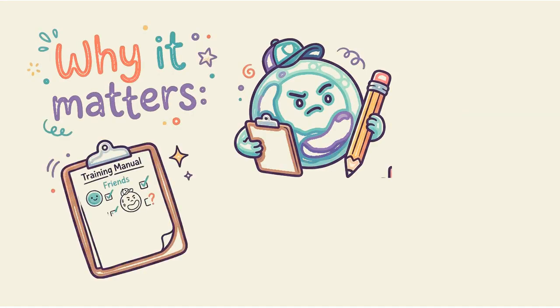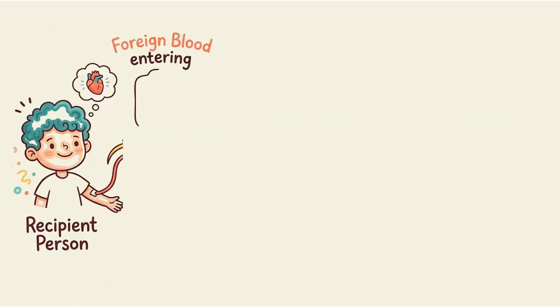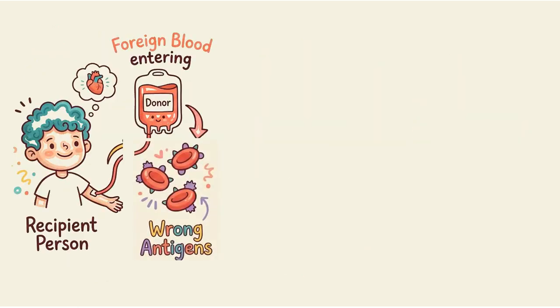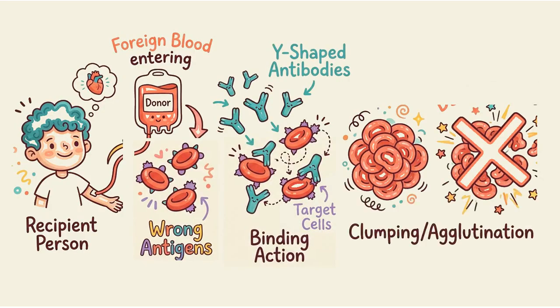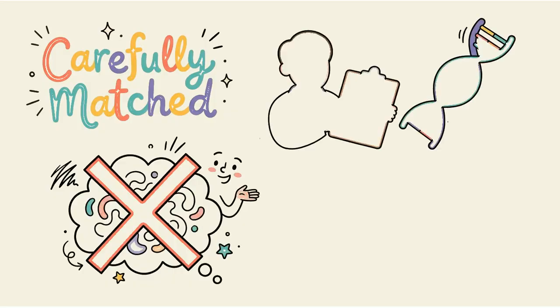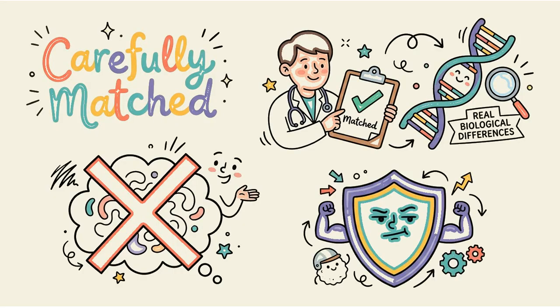The reason this matters is that your immune system is trained to attack cells with unfamiliar tags. If you receive blood with antigens you don't have, your antibodies can bind to those cells, make them clump together, and destroy them. That's why blood transfusions have to be carefully matched. So blood groups aren't abstract categories. They're real, inherited differences your immune system takes very seriously.